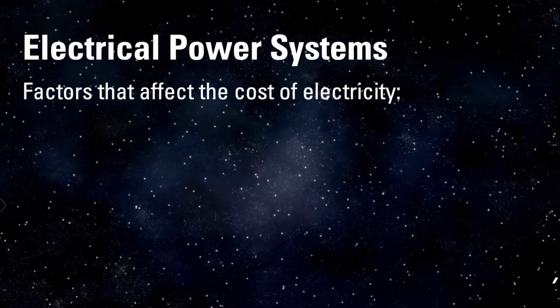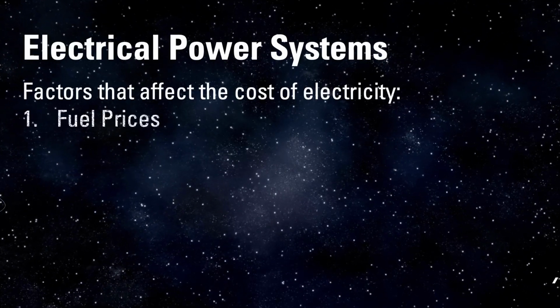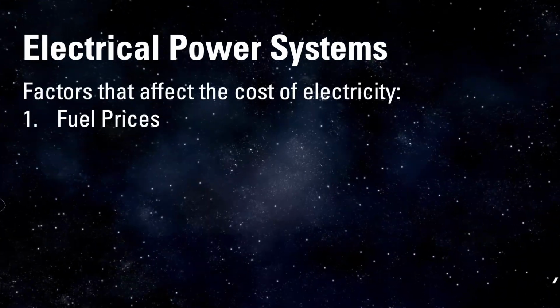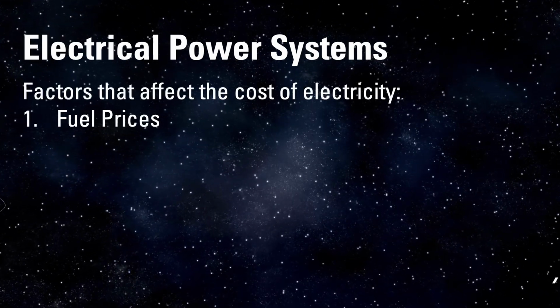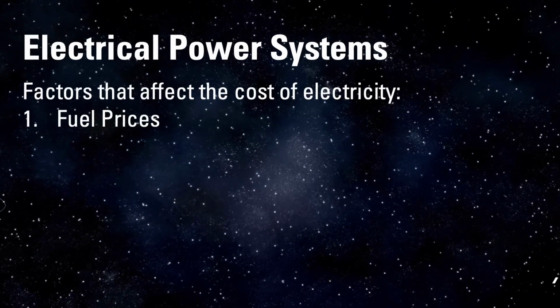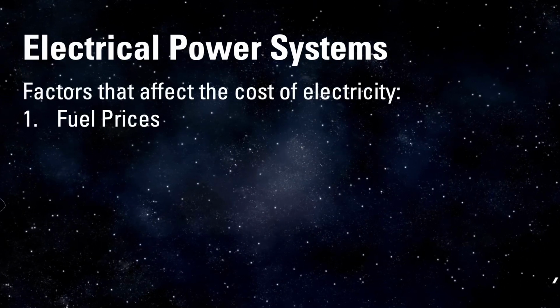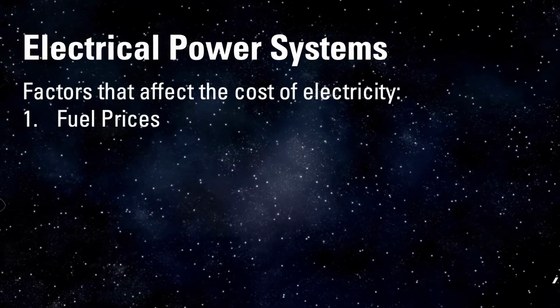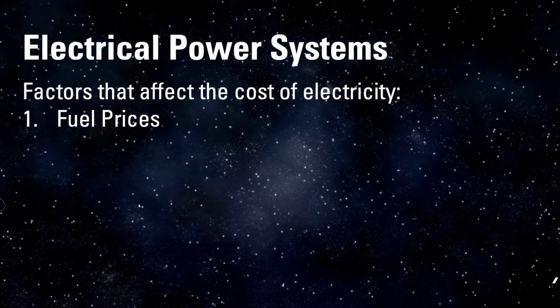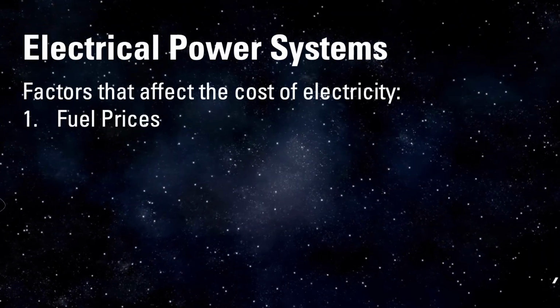These are the factors that affect the cost of electricity. The first factor is fuel prices. Fuel prices can vary greatly from one country to another. Even within a country, fuel prices can also vary from one area to another. Utility companies can sign long-term supply agreements with oil, gas, and coal companies to get favorable prices.